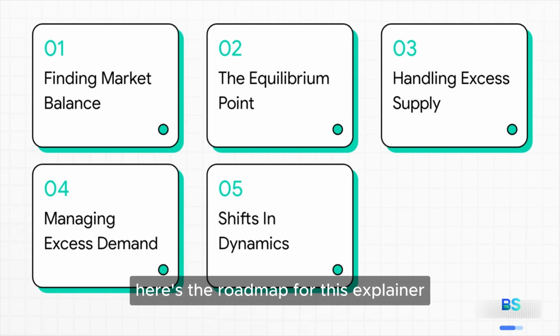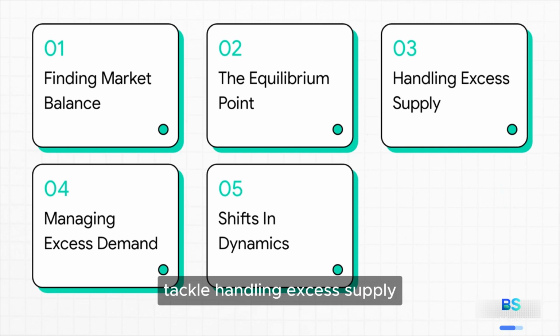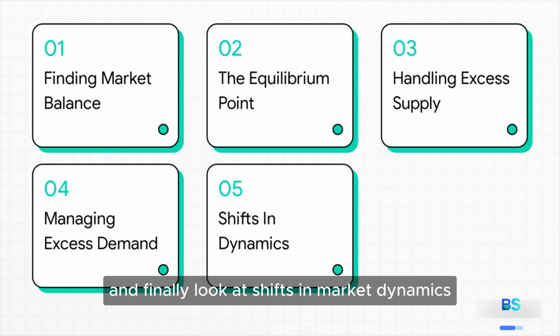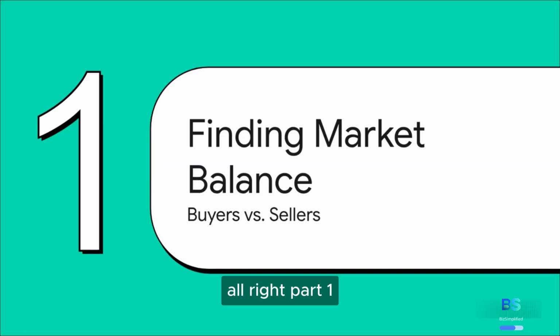Here's the roadmap for this explainer. We'll start with finding the market balance, pinpoint that equilibrium sweet spot, tackle handling excess supply, and managing excess demand, and finally, look at shifts in market dynamics. All right, part one, finding the market balance.